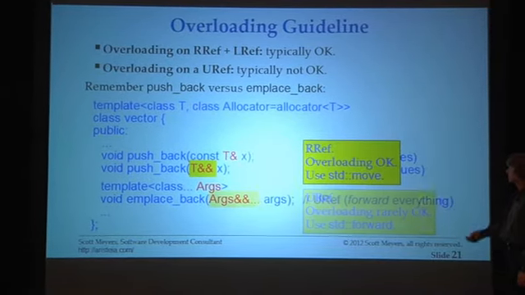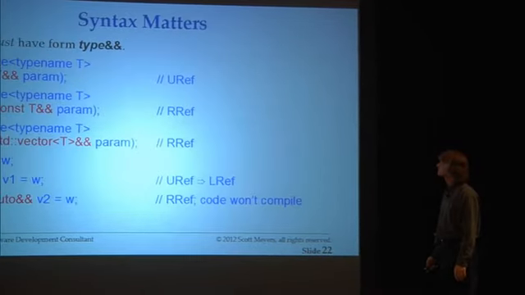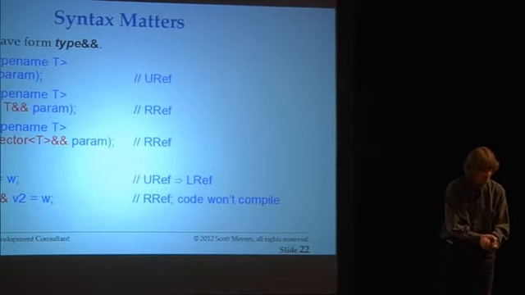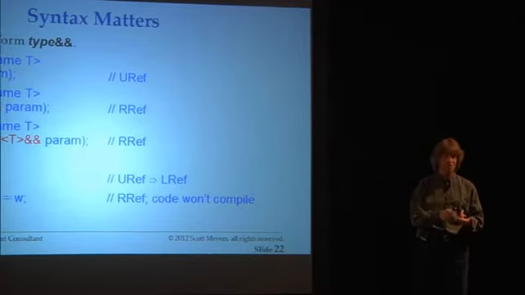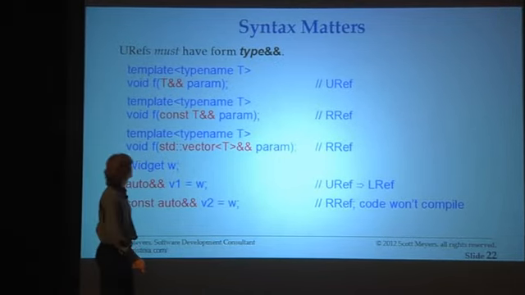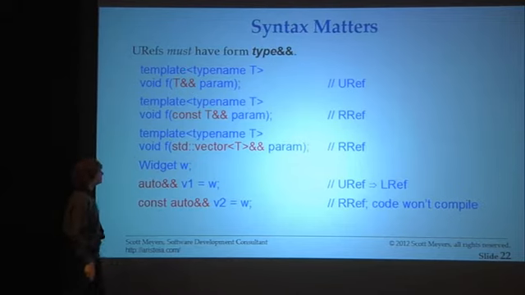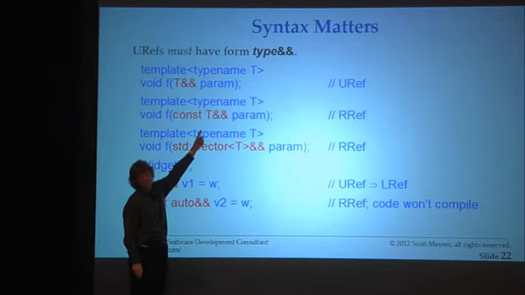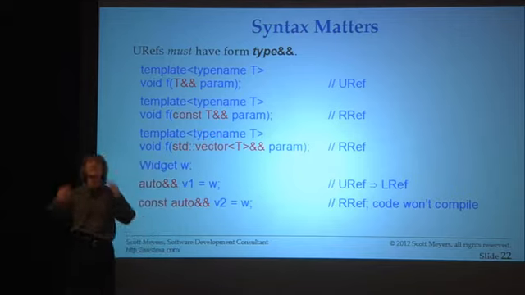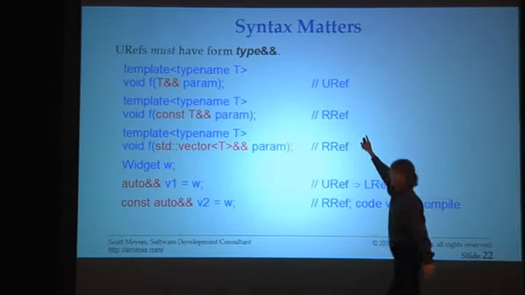All righty, so R value reference, universal reference. Great. I told you that there are two requirements. One of them is type deduction. One of them is that the syntax has to be T-ref-ref. Syntax is something which people often take for granted. So this is a universal reference because it is T-ref-ref. This is not. This is not T-ref-ref, this is const T-ref-ref, which, trust me, from the standard's point of view, is totally different. This is an R-value reference.